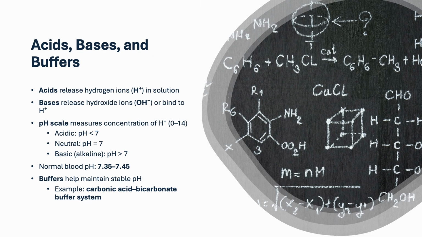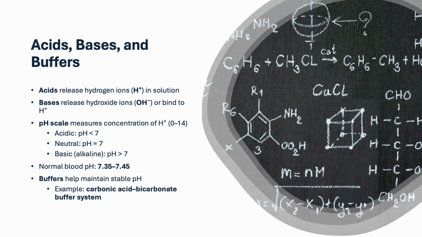Maintaining the right pH is critical for health. Acids increase the concentration of hydrogen ions in solution, while bases either release hydroxide ions or bind to free hydrogen ions, reducing their concentration. The pH scale runs from 0 to 14. Lower values are more acidic, higher values are more basic. Pure water is neutral at a pH of 7.